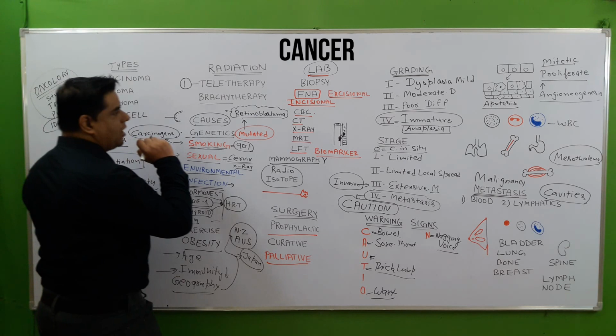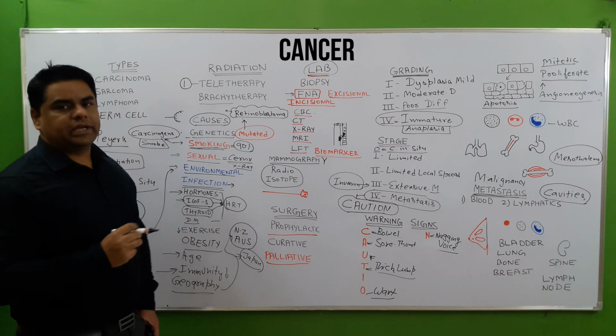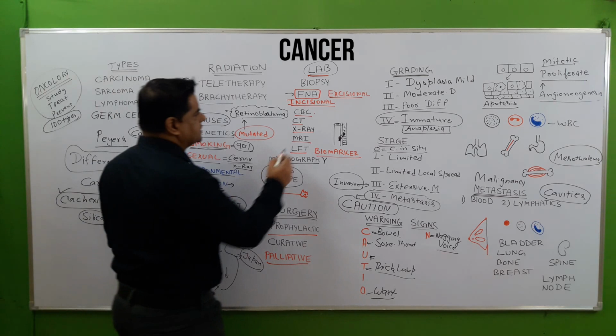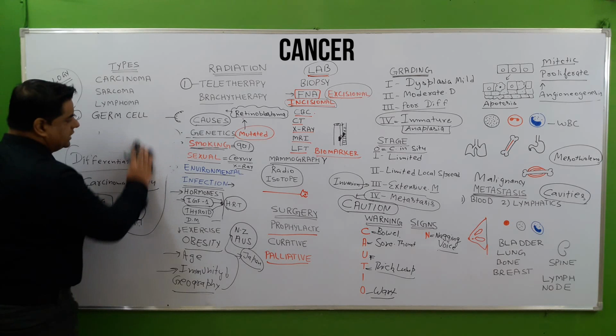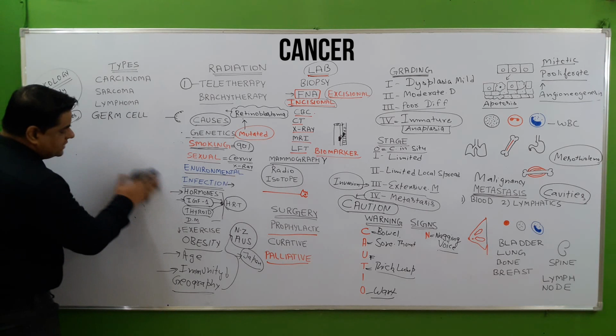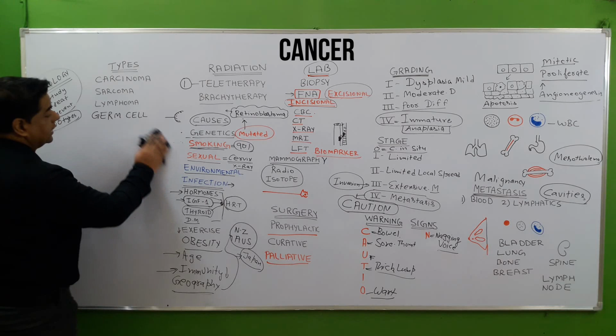First is biopsy, which can be fine needle aspiration, FNA. It can be of excisional or incisional type. In the excisional type, please note that doctors are going to remove the complete affected part of the cancer. Under the surgery part, we will study debulking. This is excisional.